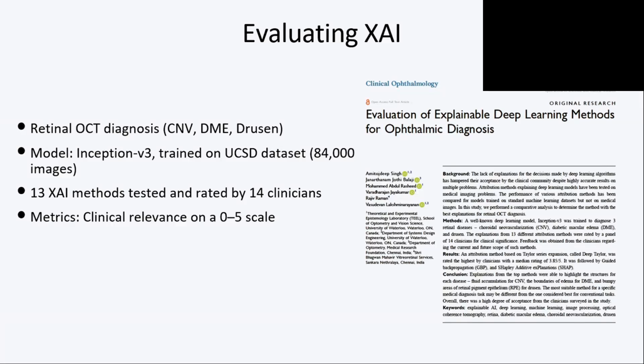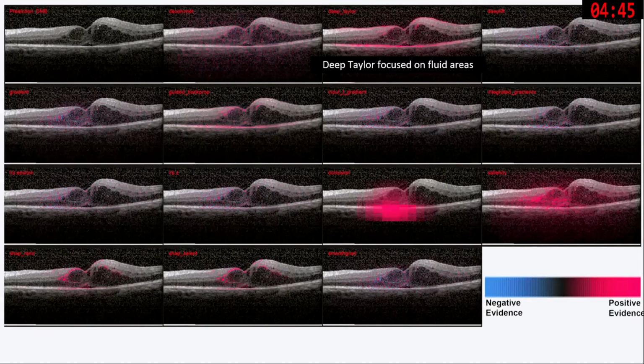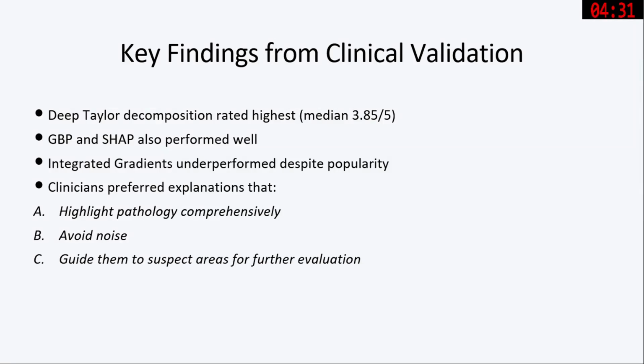And then we had a scale of 0 to 5 to see the clinical relevance. Really, is it clinically relevant? And what we found, one of the methods called DeepTaylor, focuses on the fluid areas pretty well. There were other methods which highlighted the boundaries of lesions pretty well, and there was some which was very selective, but very precise. So we found that the DeepTaylor method seems to be the highest rated, meaning that what the algorithm felt is important and what the clinician felt is important was the same.